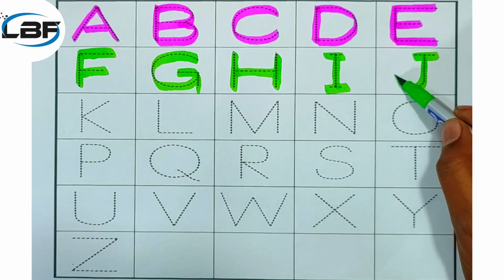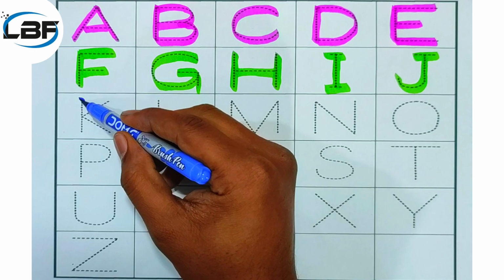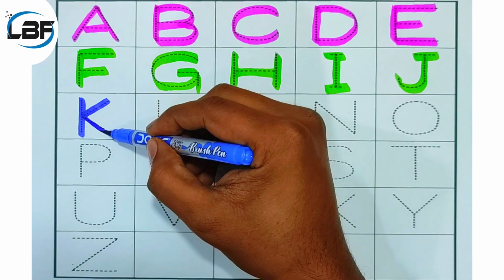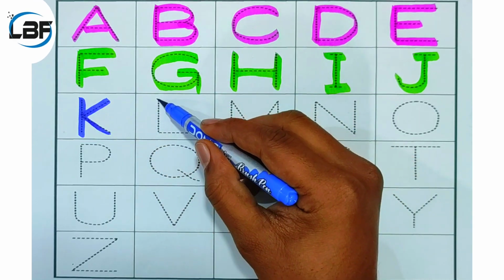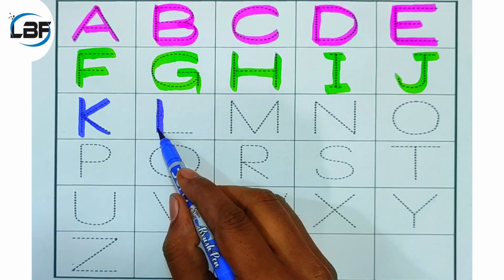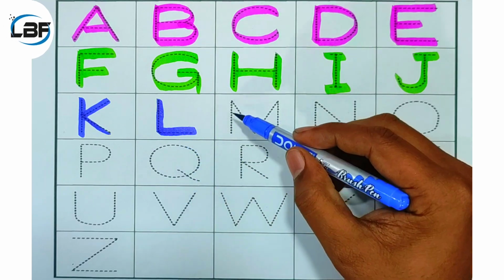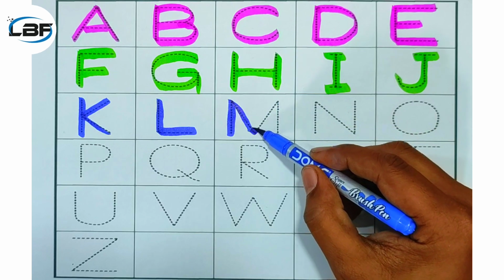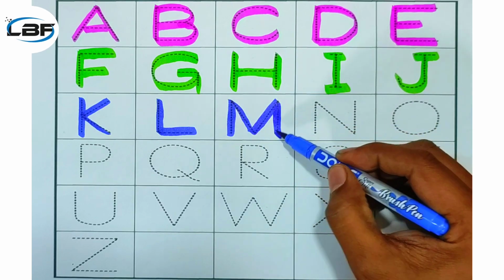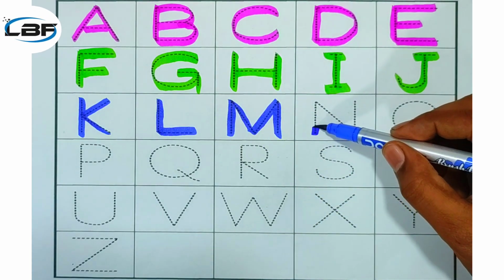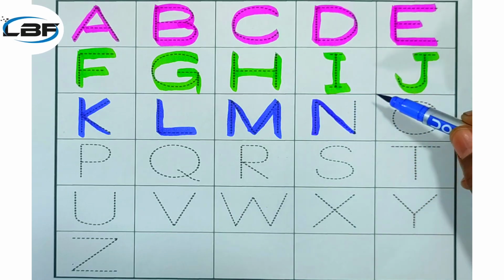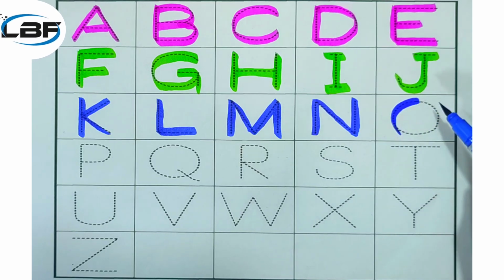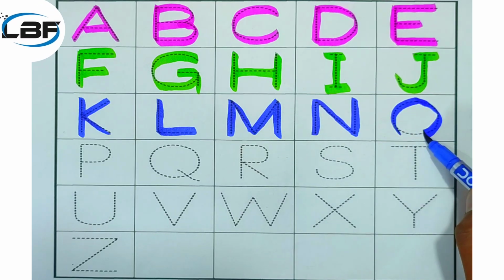Green color. J for joker. Blue color. K for king. Blue color. L for lion. Blue color. M for mango. Blue color. N for nest.